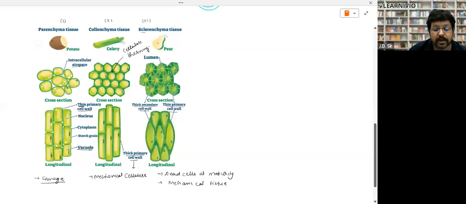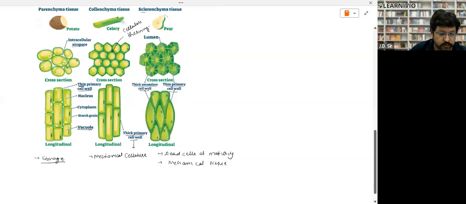What sort of mechanical tissue? They are responsible for wood and fiber formation. What kind of fiber? Like jute, right? It takes place from these. So these are the types of permanent tissue: parenchyma, collenchyma, and sclerenchyma. Parenchyma is storage tissue, collenchyma is mechanical tissue, sclerenchyma is mechanical. Parenchyma and collenchyma are living cells, right? They are living tissue, made up of living cells.